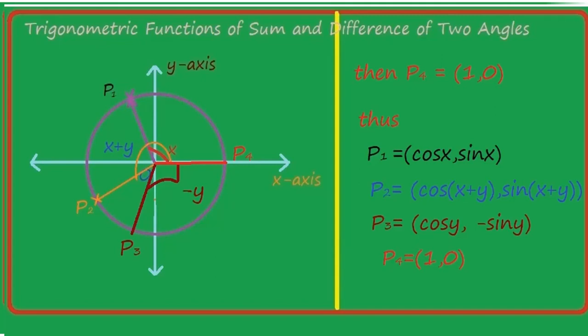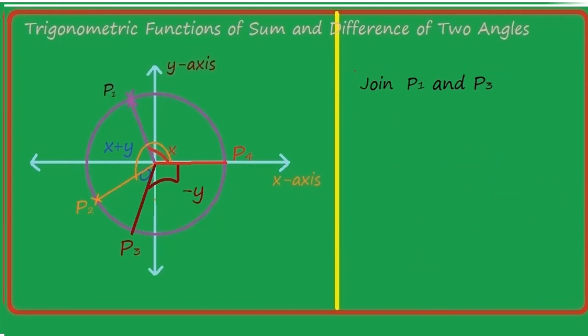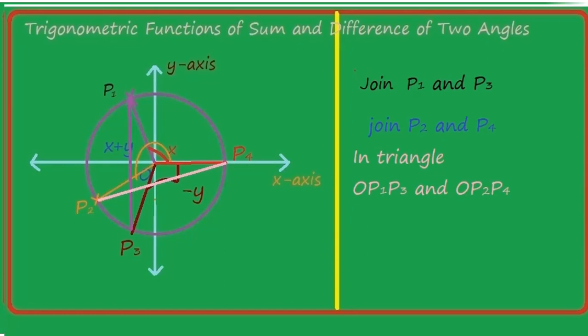Next, let us come to the other part of the derivation. Now we join P1 and P3. Just join P1 and P3. And also join P2 and P4. Now you can see two triangles. I mention the triangle OP1P3, this is one triangle, and OP2P4 is the other triangle.